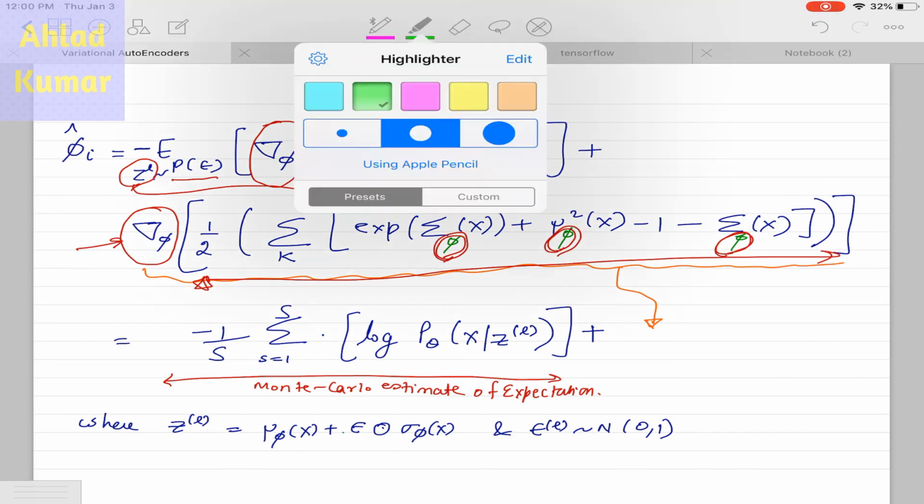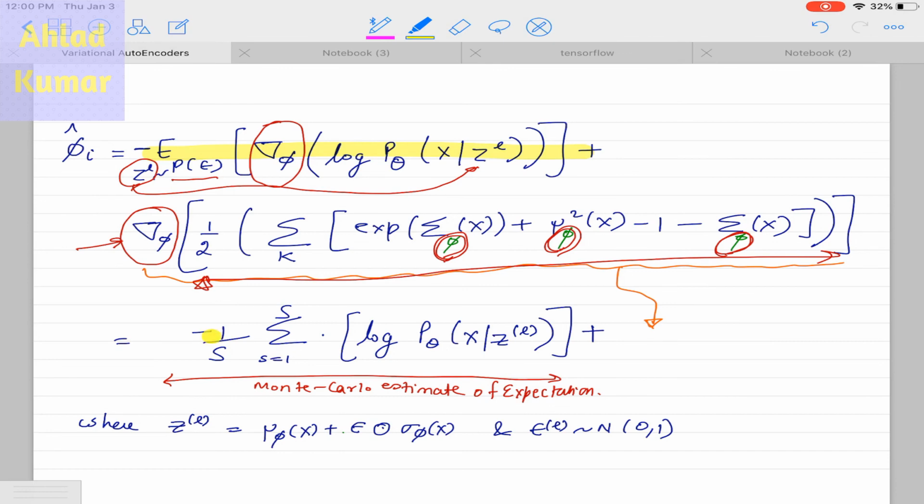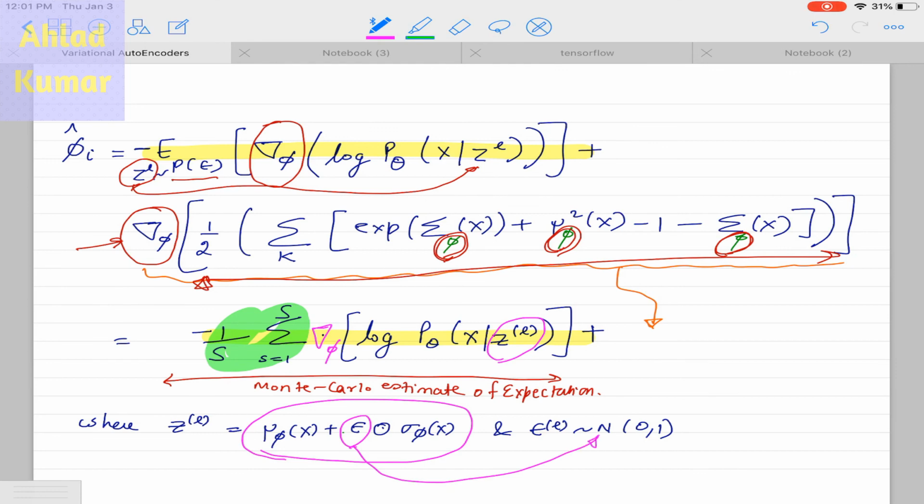Now the first argument here can be easily represented in this form. This is already discussed. This is basically the Monte Carlo estimate of the expectation operator, and this will still be there. And this sample z^l will actually come from this transformation where the random variable epsilon naught is being sampled from this normal distribution having zero mean and unit variance.